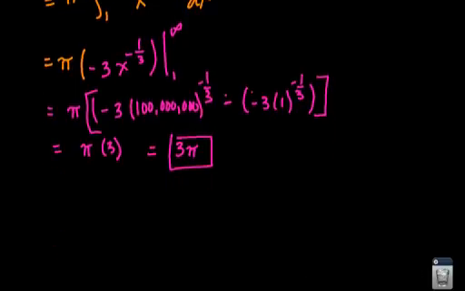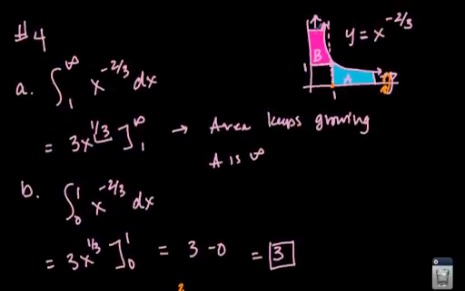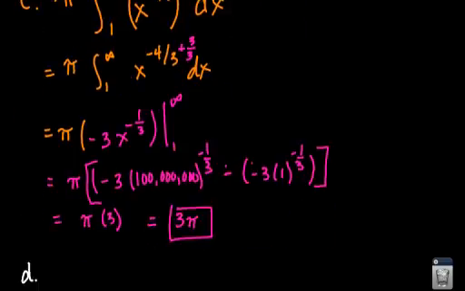Alright, so let's do D now. So D is the same idea, except that we're looking at area B. So if you'll recall, area B is this part that goes to infinity, from 1 on the y-axis to infinity. And we're going to be rotating part B about the y-axis. So let's go ahead and do that.